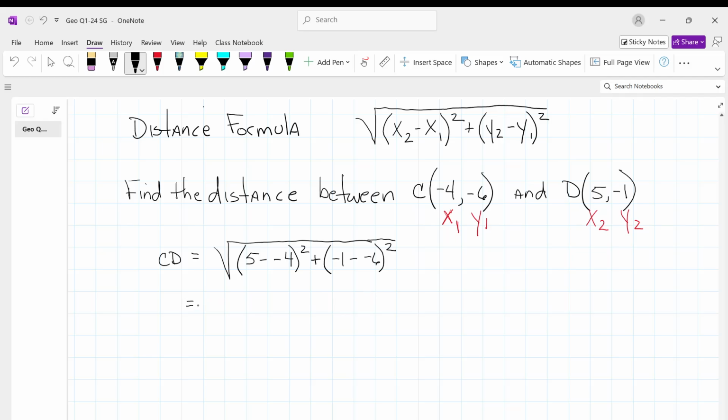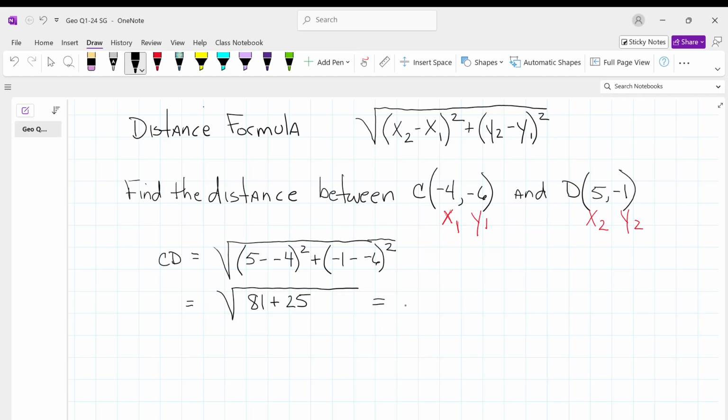Now, I would suggest that you do this step next in your calculator. You can take 5 minus negative 4 and square it. And that's 81. Plus negative 1 minus negative 6 squared, which is 25. And then what you can do is add those two values together in your calculator. So the 25 is still sitting on my calculator. So I'm going to push plus 81. I'm going to hit equals.